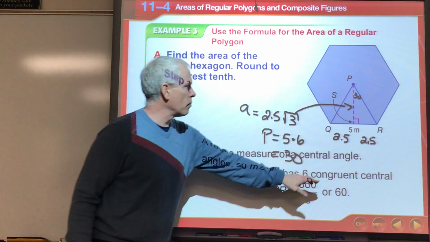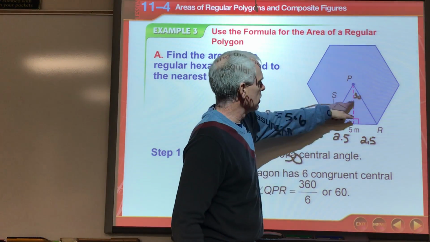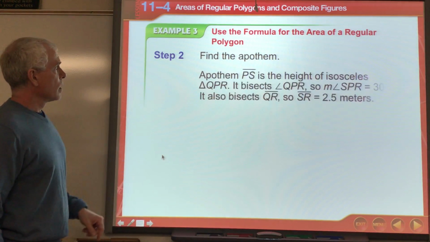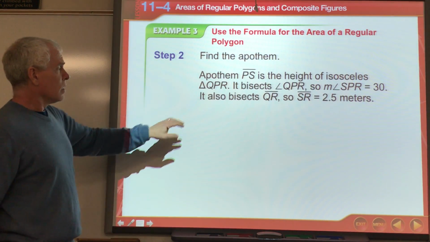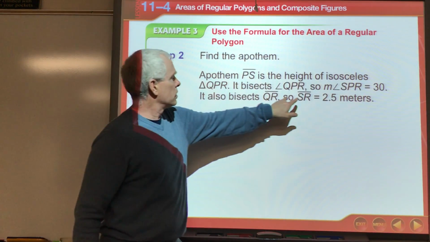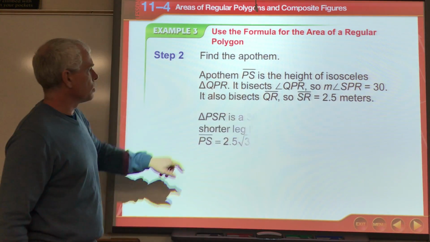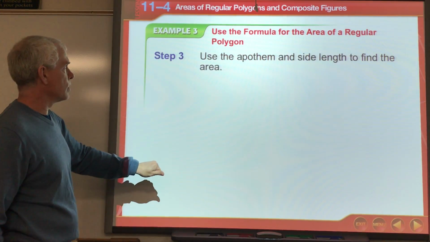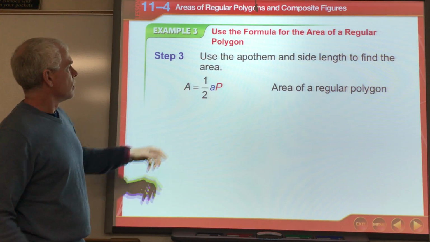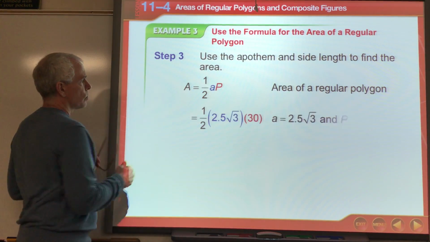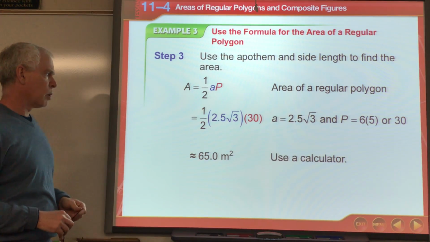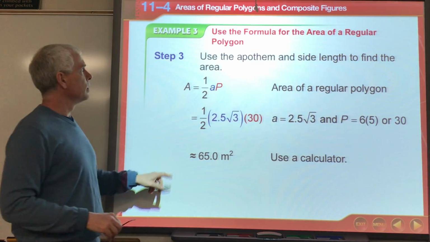Okay, so the central angle measure was 60. That's this angle here. We broke it in half because we dropped the apothem down. Okay, so half of that side length was 2.5, and then we multiply it by the square root of 3 to get to that apothem. So 2.5 square root of 3 is the apothem, and the perimeter we said was 30. So now we just need to put it into the calculator and see what we get. About 65 square meters. Okay.